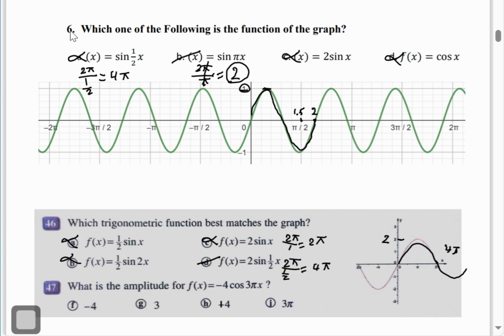Look at this different question. What is the amplitude for f(x) equals negative 4 cosine 3 pi x? Here we have negative 4. So you may say the amplitude is negative 4. But you must know we take the amplitude of sine and cosine within absolute value, so negative 4 becomes positive 4. So H is true. That one is true.